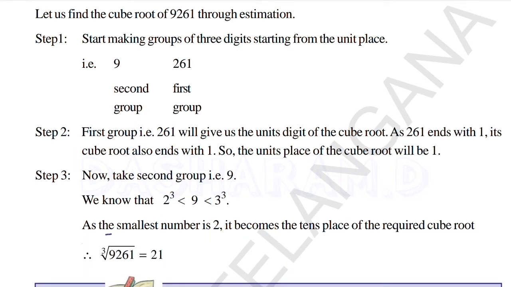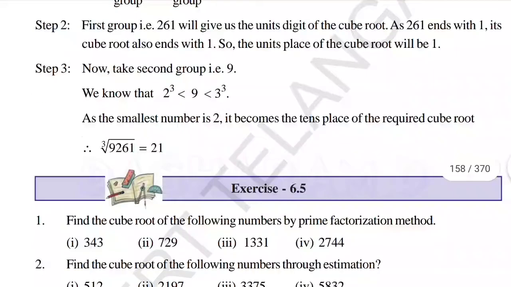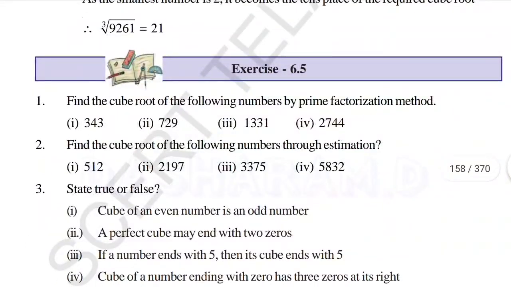As the smallest number is 2, it becomes the tens place of the required cube root. So in these two, 2 is the smallest one. It becomes the tens place of the required cube root, because the unit place is already 1. Then the tens place is 2. So overall, 21 is the cube root of 9261.